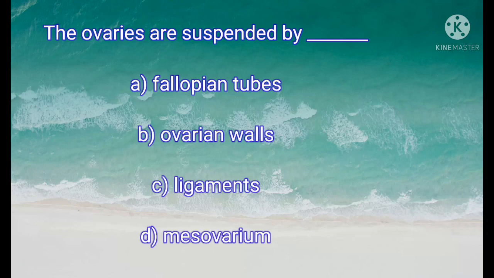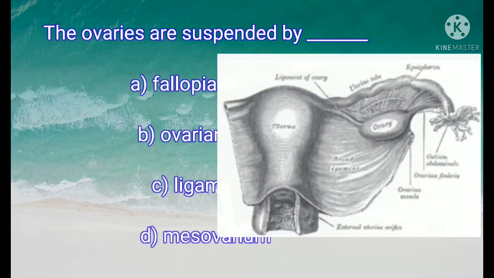These are attached to the ovary and uterus, but they are not responsible for the suspended nature of the ovaries. The ovarian wall is made of cuboidal epithelial cells. These are not directly attached to any part. Actually here the ligaments are attached to the body of the uterus. But here the mesovarian ligament, you can see here, this is a mesovarian ligament. These are responsible for suspending the ovaries inside the lower abdominal region.